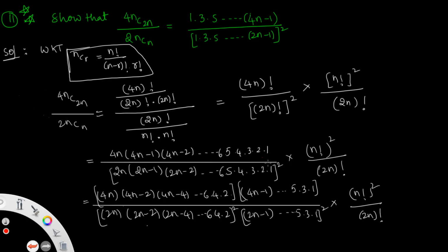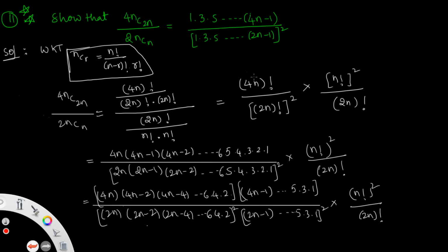Similarly, the denominator 2n factorial means starting with 2n and writing the product of decreasing terms, as per the definition of factorial. Starting with 2n, you write 2n into 2n minus 1 into 2n minus 2, 2n minus 3, and so on down to 6, 5, 4, 3, 2, and it is the whole square. This product I keep the same. Don't touch it. The n factorial whole square by 2n factorial, keep it the same. Only for calculation do I use these two terms.